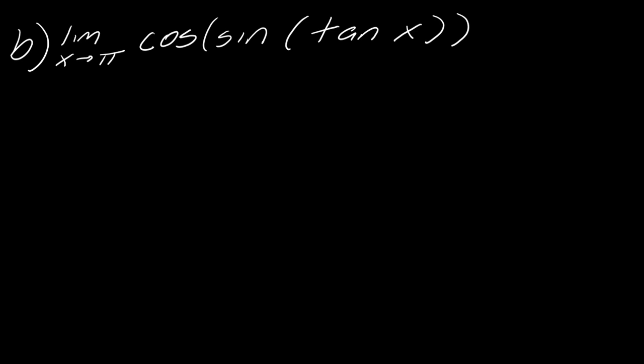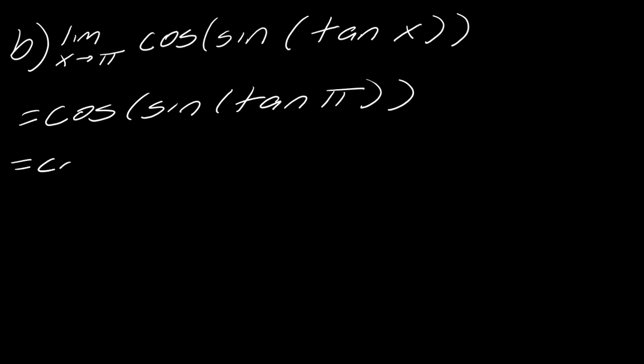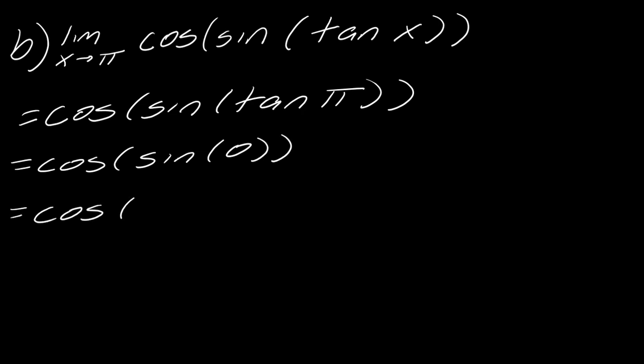Okay, so for B, I've got the limit as x approaches pi of the cosine of the sine of the tangent of x. You do have to be careful with tangent because tangent's not continuous everywhere, but it is continuous at pi. So I can leverage the fact that this is a composition of continuous functions, at least at pi. And so I can go ahead and just plug in pi. The tangent of pi is equal to 0. Then I have to take the sine of 0, which is equal to 0. And then the cosine of 0 is equal to 1. Boom, done.